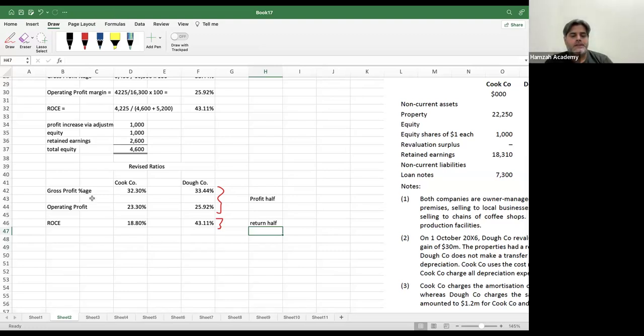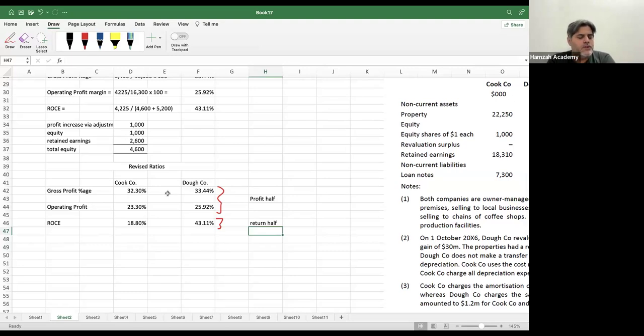Okay, so we had this gross profit over here when we adjusted. This is somewhere around more or less equal for the Cook Company and the Dough Company as well. Similarly, with this adjustment, the Dough Company still makes a high gross profit, suggesting that relatively high cost properties are still producing a good return, right?